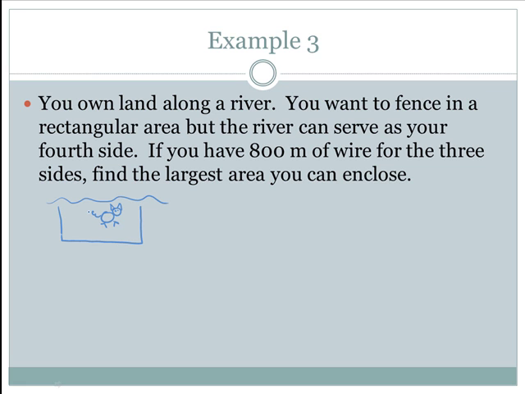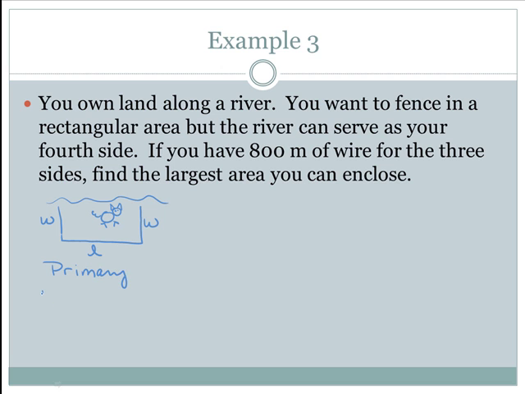Pigs don't like to swim, so you don't need to put fence along there. Okay, so you just need to enclose 3 sides of the rectangle. And we have purchased 800 meters of wire, but now it's not for all 4 sides. So first let's label our diagram. If we call this our width, and then this would be our length, for this rectangle we're only going to have 1 length.